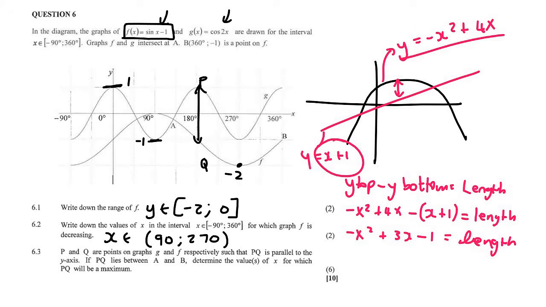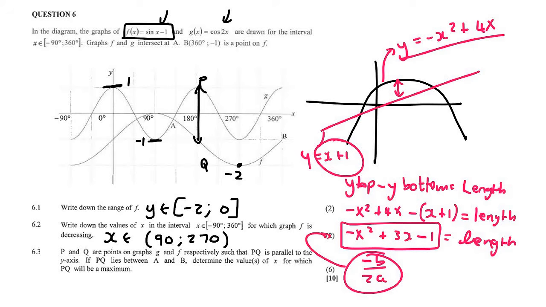And then to find the maximum, you would find the turning point of this equation using something like negative b over 2a, and then you would plug that answer back inside. If you're battling to understand that, it's okay. It's not the end of the world. It's only this question, okay? It's a very tricky question.